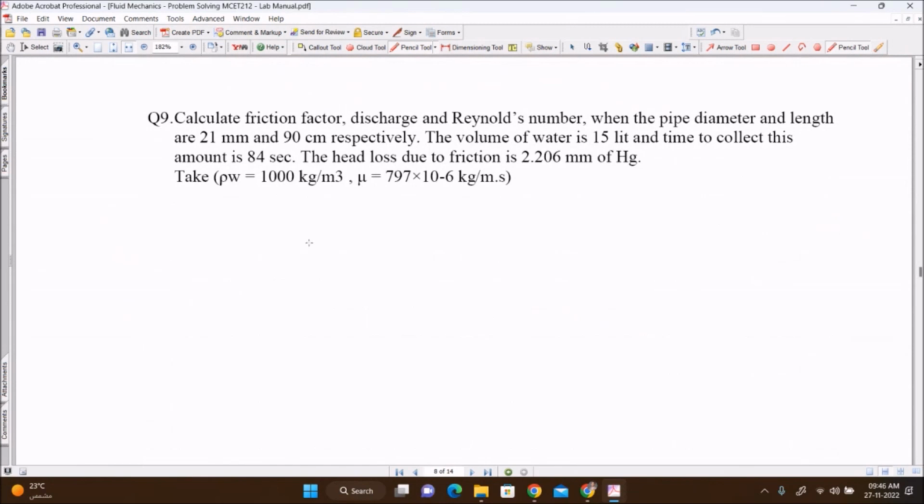The next experiment: friction losses. Friction losses means HF, head loss due to friction. So calculate the friction factor. Friction factor is denoted by f. It is asked to find out Reynolds number. Calculate the friction factor, discharge, Reynolds number when the pipe diameter and length are given.